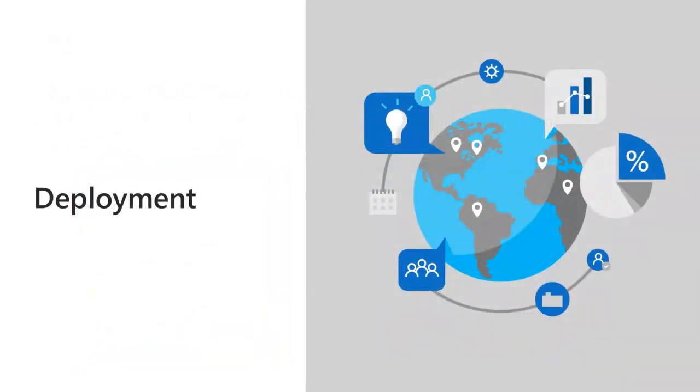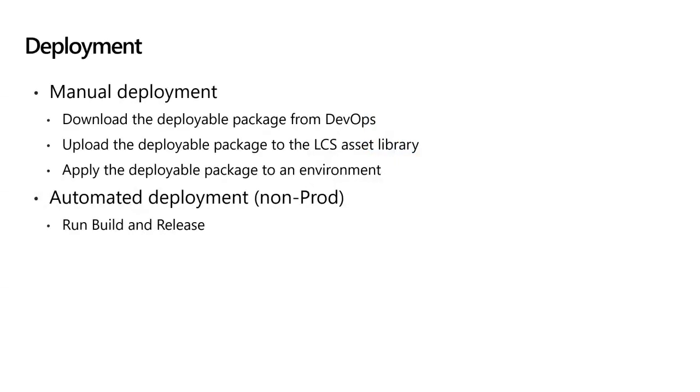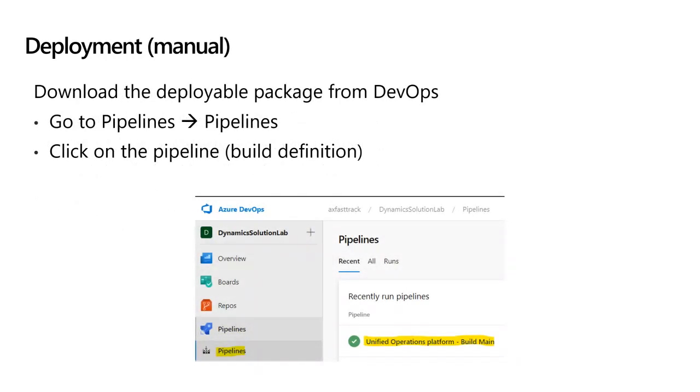All right, let's talk about some deployment items. The manual deployment is to download the deployable package from Azure DevOps, upload it to the LCS asset library, and then install it on an environment. And now we also have automated deployment for non-production with Azure Pipelines. Let's go through the manual steps first.